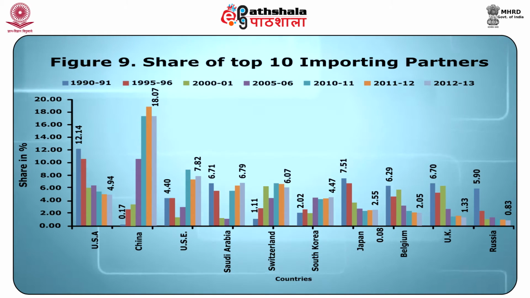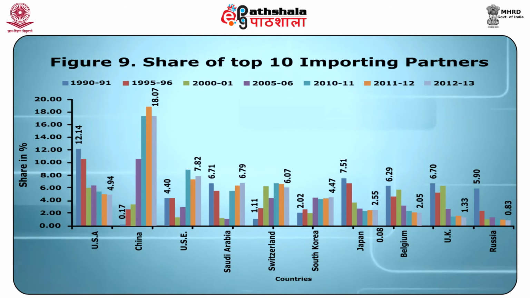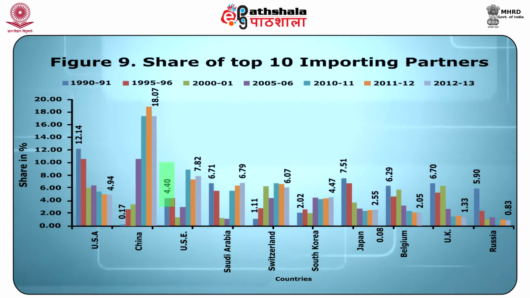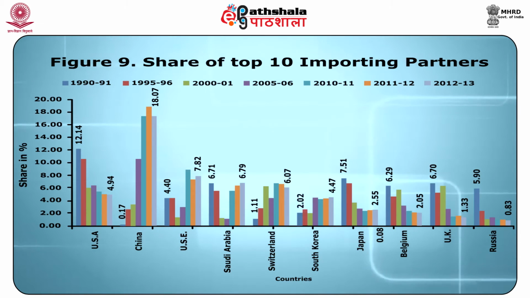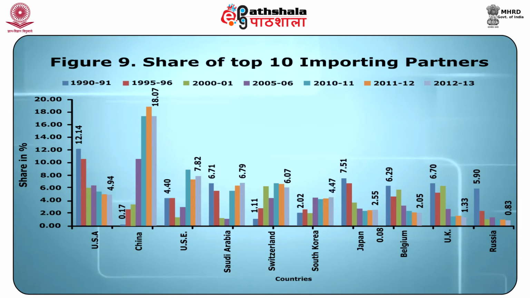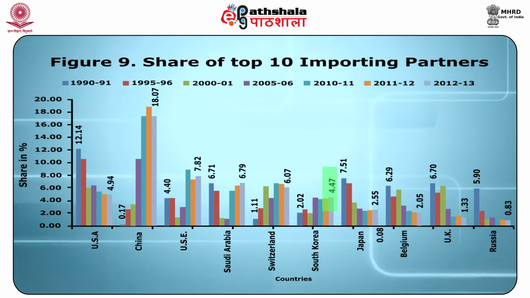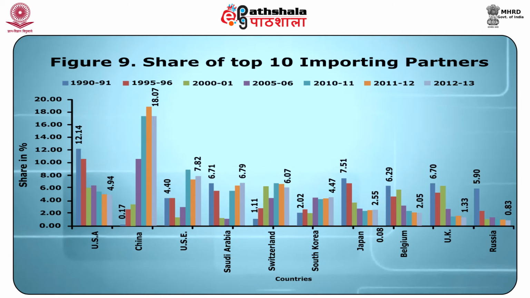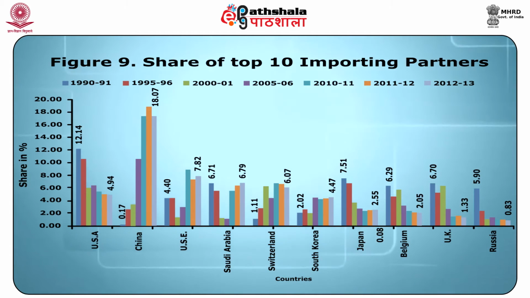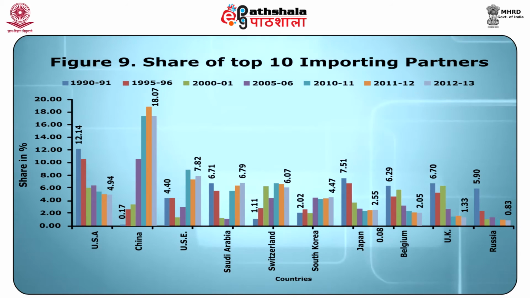UAE and South Korea share in total import by India has increased a lot. UAE share in 1991 was 4.4%, and in 12-13 it is 7.82%. South Korea's share has increased from 2.02% in 1991 to 4.47% in 12-13. This shows the direction of imports has changed a lot after liberalization, which again has been indicated in figure 9, which indicates the share of top 10 importing partners, and again this has been compiled from the RBI handbook.